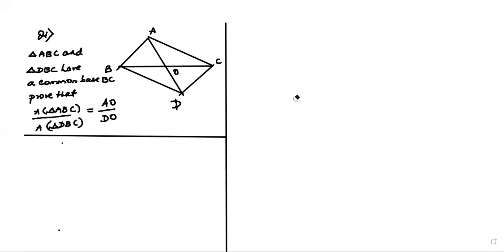We are doing similarity extra sums. We are on lecture 2. Let's just have a look at this. Triangle ABC and triangle DBC have a common base BC.